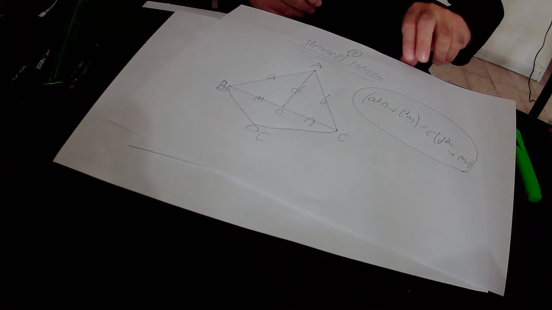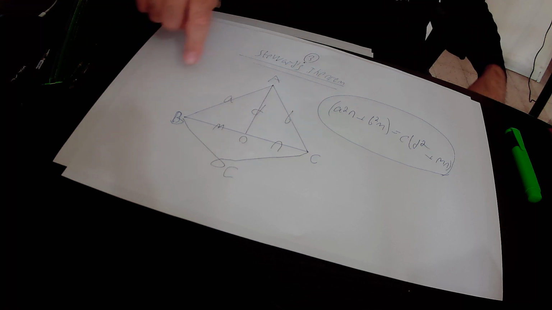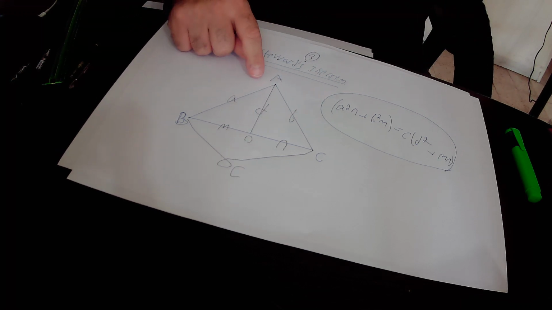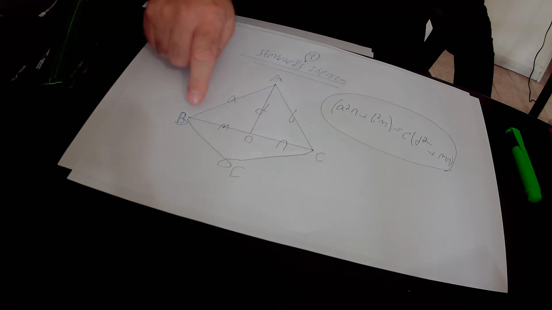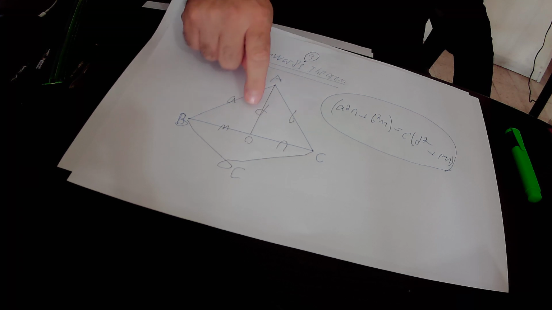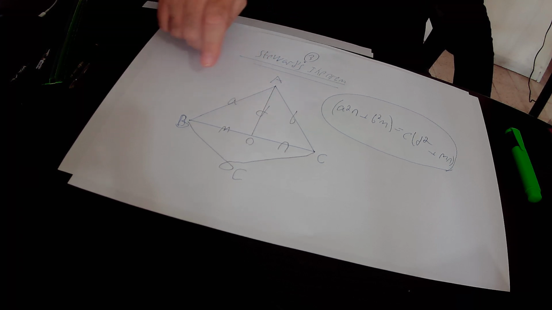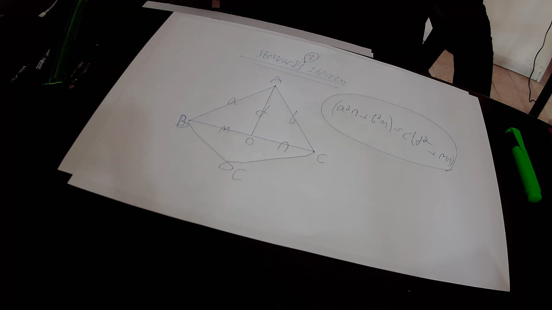The new rule is called Stewart's Theorem, and it is true in any triangle. So this triangle, triangle ABC, could be any triangle. We know that the length of side AB is A units, side AC equals B units in its length, and side BC equals C units in its length. Line segment AO equals D units in its length. Line segment BO equals M units in its length, and line segment OC equals N units in its length. According to Stewart's theorem, the following equation is true.